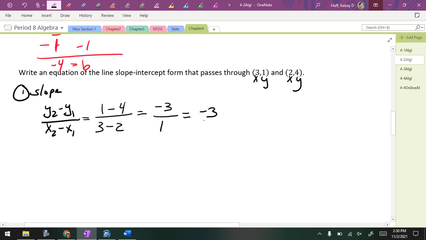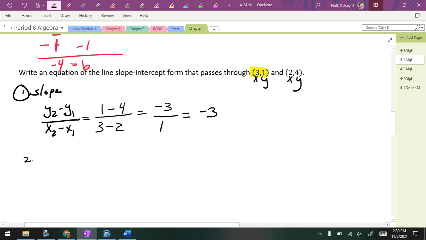Question of the hour. Does it matter which point we use to plug in? No. Is there usually a smarter choice? I don't know about you, but I'm picking anything with a 0 and a 1. And hopefully it doesn't have a negative at the same time. Just because I know those are things that I don't like. So you want (3, 1) or (2, 4)? (3, 1).